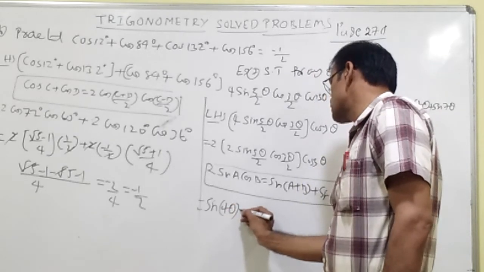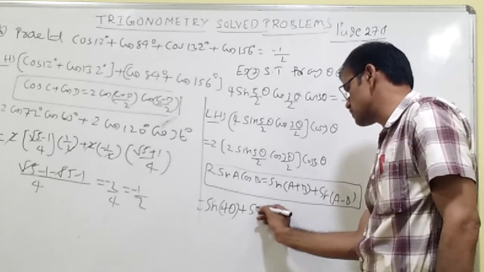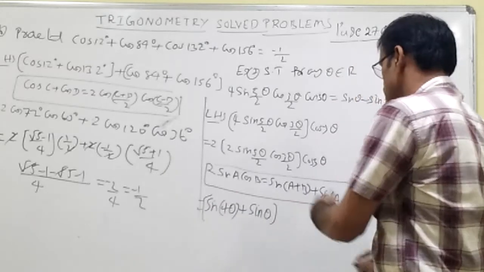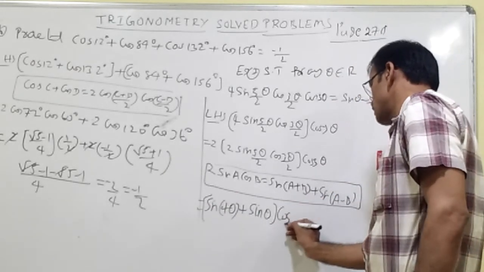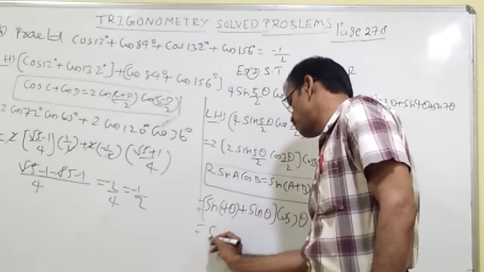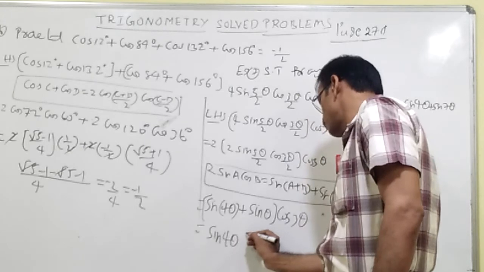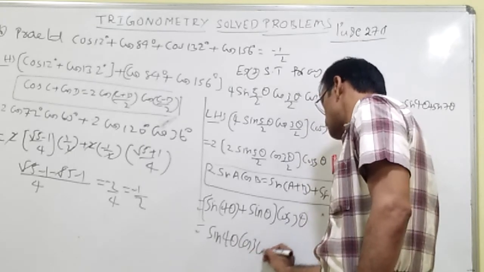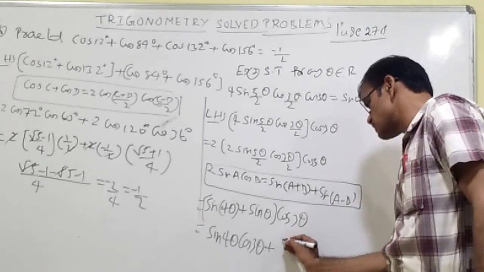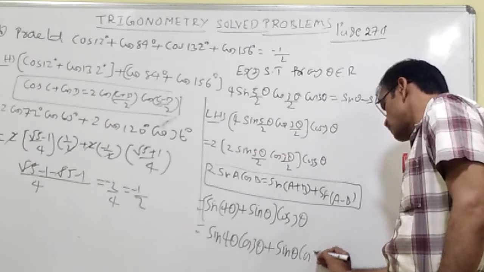Plus sin of A minus B. So sin of (5 theta minus 3 theta) by 2. So it is 2 theta by 2, so theta you write. Next step, you should write here cos 3 theta. That is equal to, multiply with 2 terms and write like this: sin 4 theta cos 3 theta plus sin theta cos 3 theta.